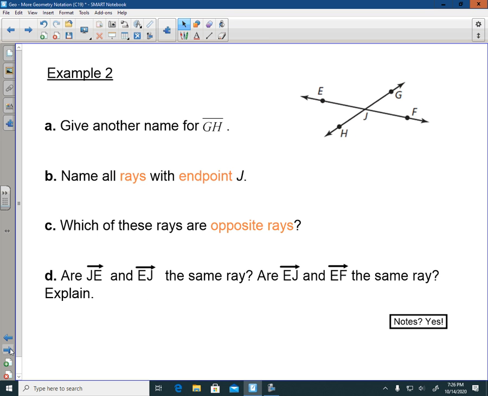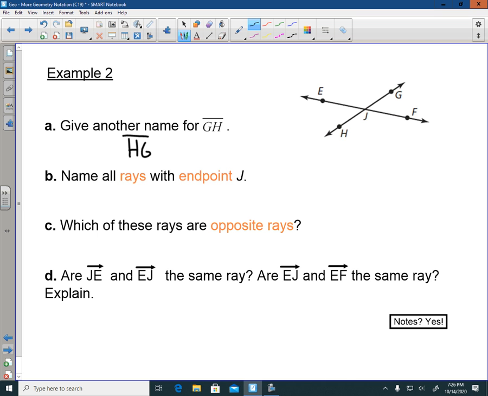All right, let's do another example. So here's another diagram to get in your notes. This one's a little easier to draw. Now I'm going to give you a little think time on this. Give another name for segment GH. I'm going to go with HG. That's really the only other possibility. We don't want to say J, because J is not an endpoint, and when we're talking about segments, we have to talk about what their endpoints are. So we can reverse the order, and that's okay.